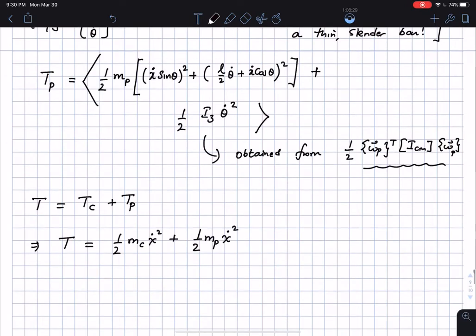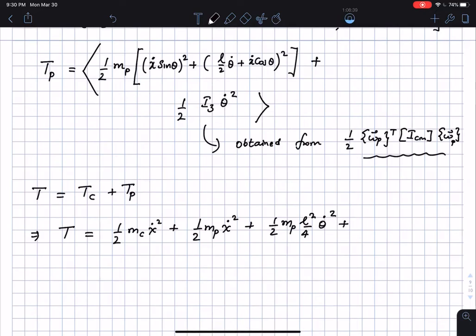Then I'm going to have plus a half mp L square by 4 theta dot square term, and then I'm going to have a mixed set of terms, half mp times 2 times x dot cos theta, and I'm going to have an L by 2 times the theta dot term there, and then I'm going to have plus half times theta dot square times 1/12 mp L square, okay.